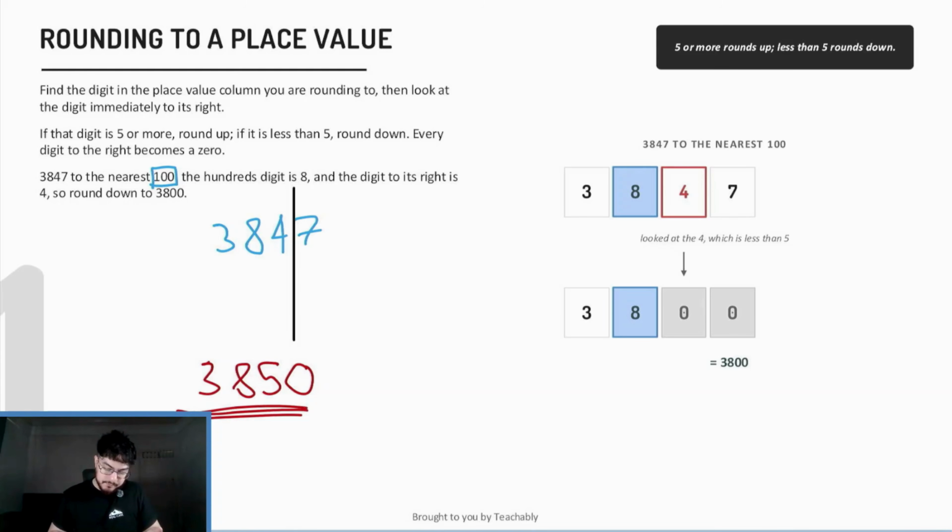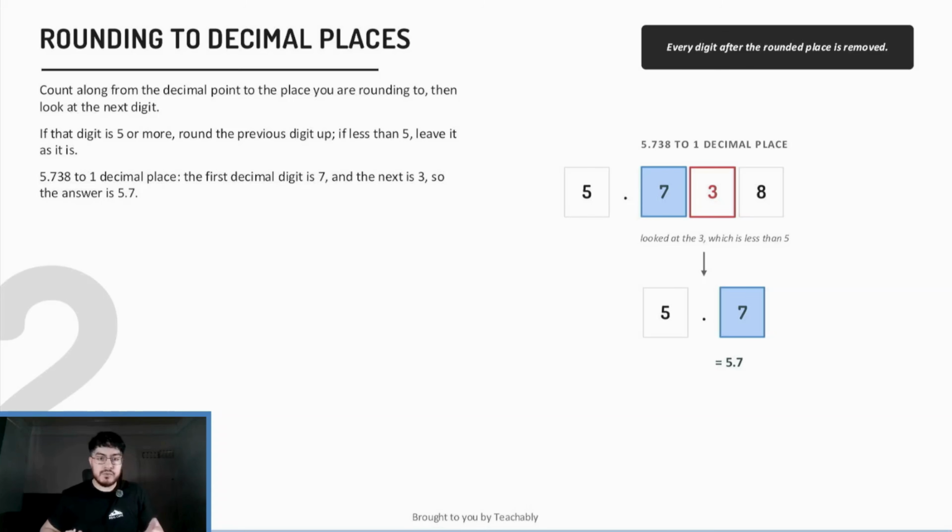So let's move on. Rounding to decimal places. There are two ways the examiner can ask you: either to round to a significant figure, or to round to a decimal place value. Count along from the decimal point to the place you are rounding to, then look at the next digit. Again, this is going to come up with significant figures, but I'll show you in an example. If that digit is 5 or more, round the previous digit up by 1.